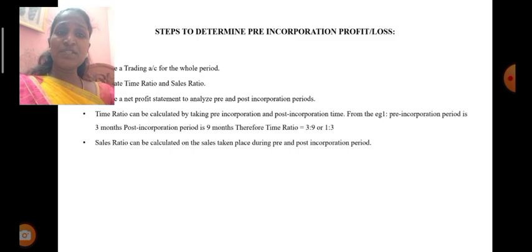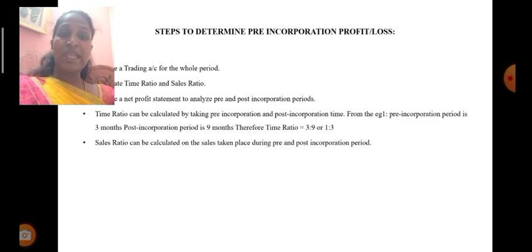The steps to determine pre-incorporation profit or loss. First, we need to prepare the trading account for the whole period. The second is the time ratio and sales ratio. Then the net profit statement to analyze the pre and post incorporation periods.